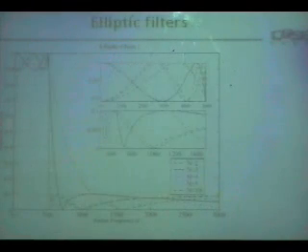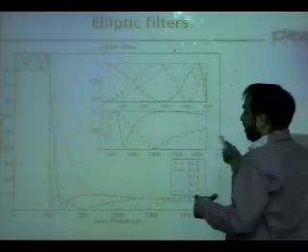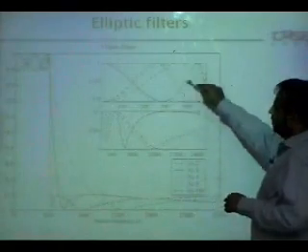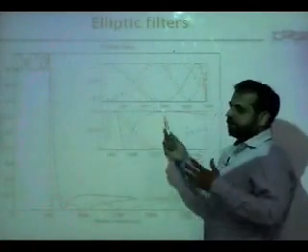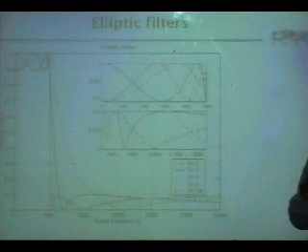So an elliptic filter is where you have ripples here, ripples here. As you can see, it is 1 to 0.9. So all the ripples are between 1 and 0.9. No ripple outside this.